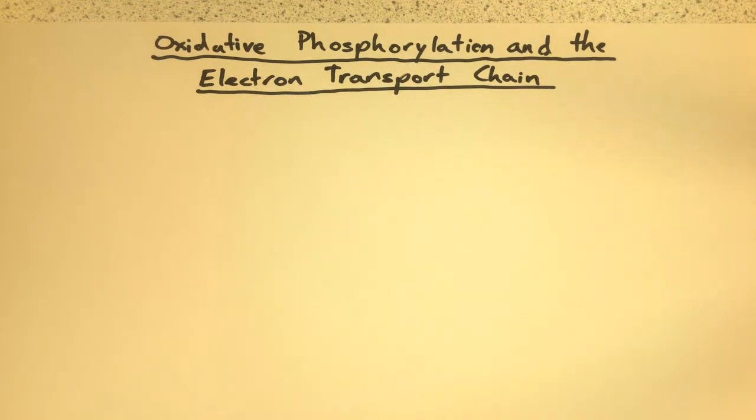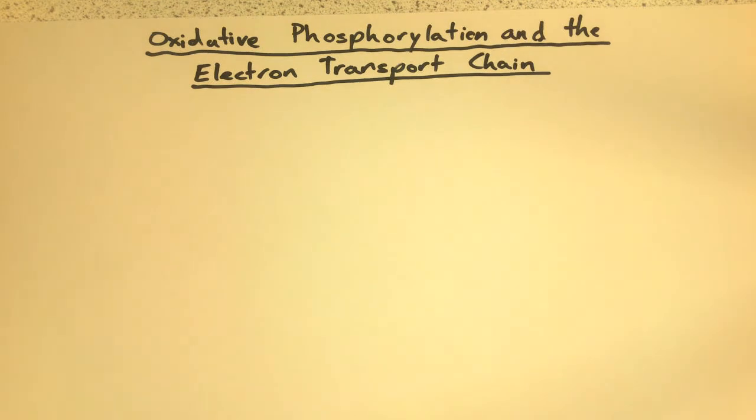In this video, I will be explaining the process of oxidative phosphorylation and the role of the electron transport chain. As always, I recommend drawing along yourself on a piece of paper so that you have a copy of the notes and you understand the content better.